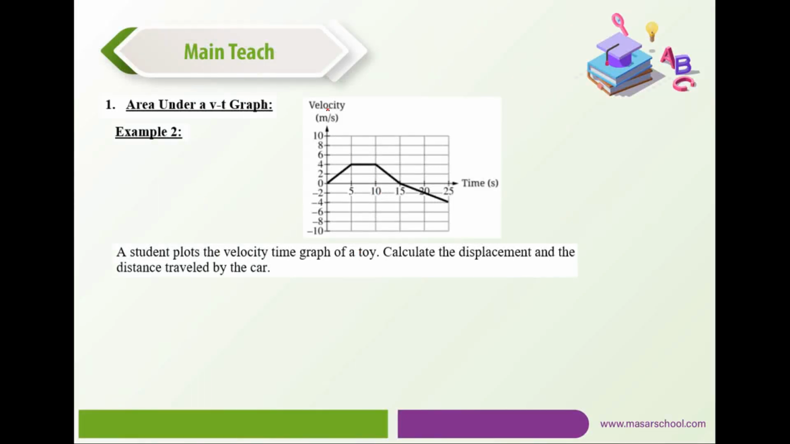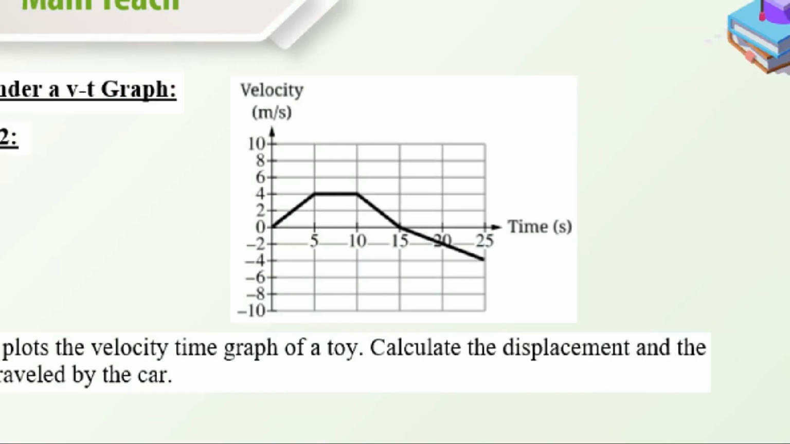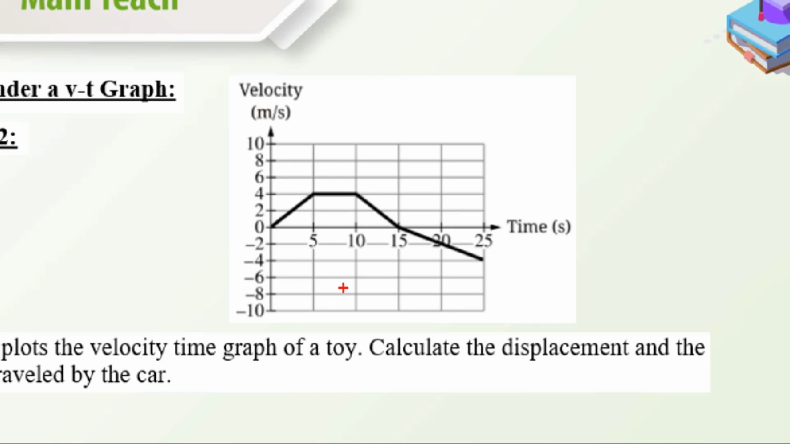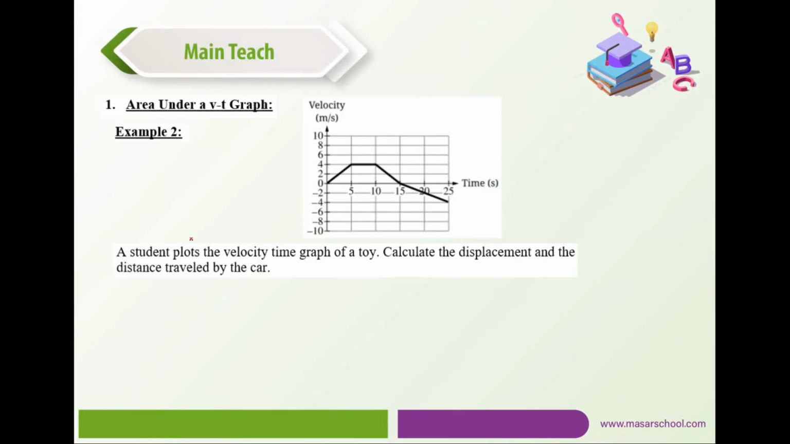And another feature that we have introduced now is the area. What does the area represent? It's a VT graph, so the area would represent the displacement. And indeed, if we refer to the question, they're telling us a student plots the velocity time graph of a toy car. Calculate the displacement and the distance traveled by the car. Let's proceed with the displacement.